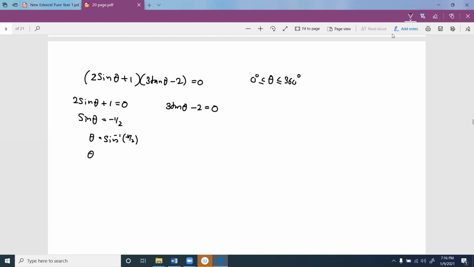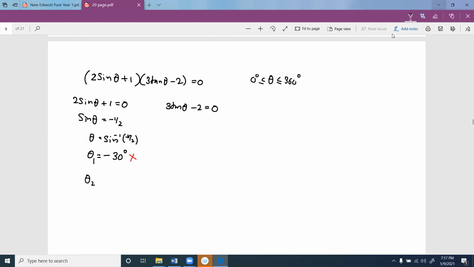So if you work out sine inverse of minus 1 over 2, it's minus 30. This is the first angle. But you can understand that this is less than 0. It's out of range, so it is not a final solution. But you have to use this one to obtain the next answers. That is the important point. This is out of range, but you use it to find the next angles.